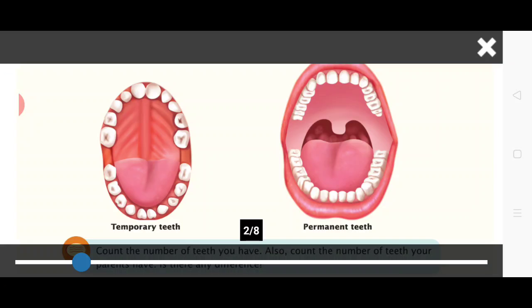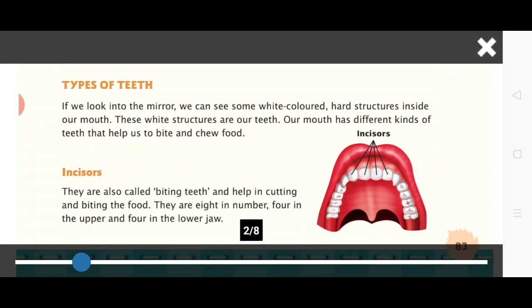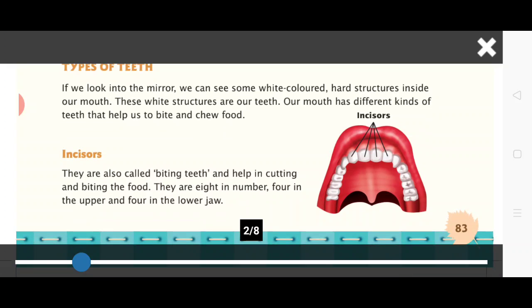Let us see the front 4 teeth. The front 4 teeth in both the upper and lower jaws, they all are same in shape and have a sharp edge. They work like scissors to bite or cut food into small pieces. Hence, they are called incisors. They are also called biting teeth and help in cutting and biting the food.